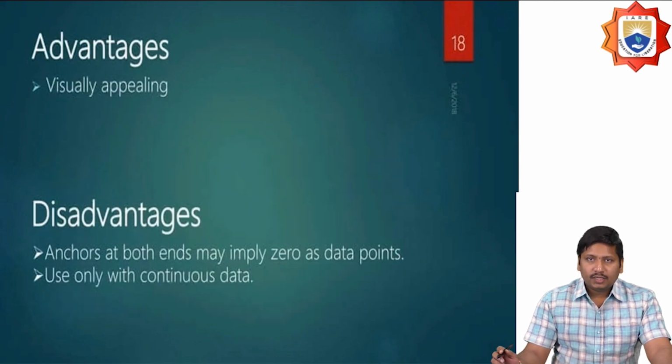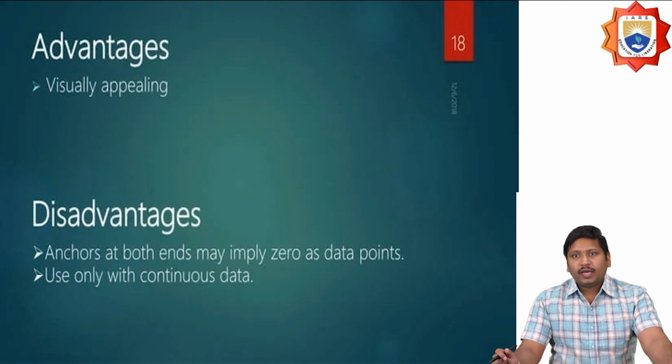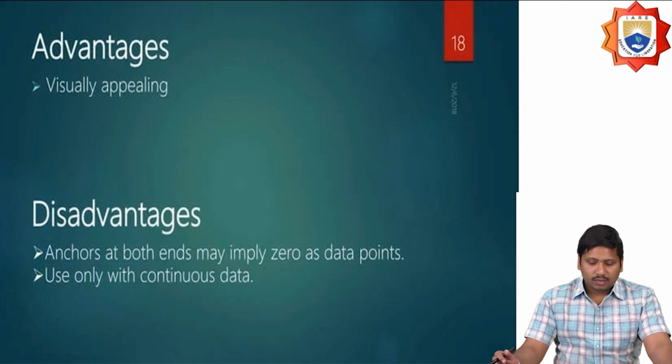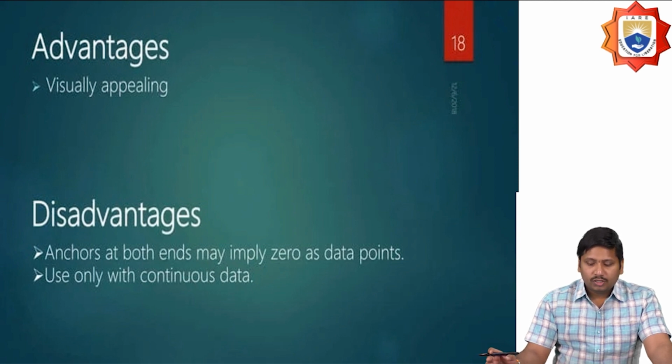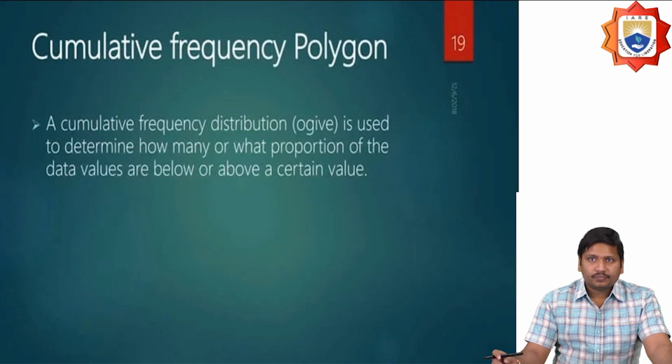So what are the advantages of this one? Visually it should be appealing, that is the only advantage. When it comes to disadvantages, the anchors at both ends may imply 0 as data points, and it is usually used only with continuous data. So the frequency polygon should be used only for continuous data, and visually appealing should be the advantage.